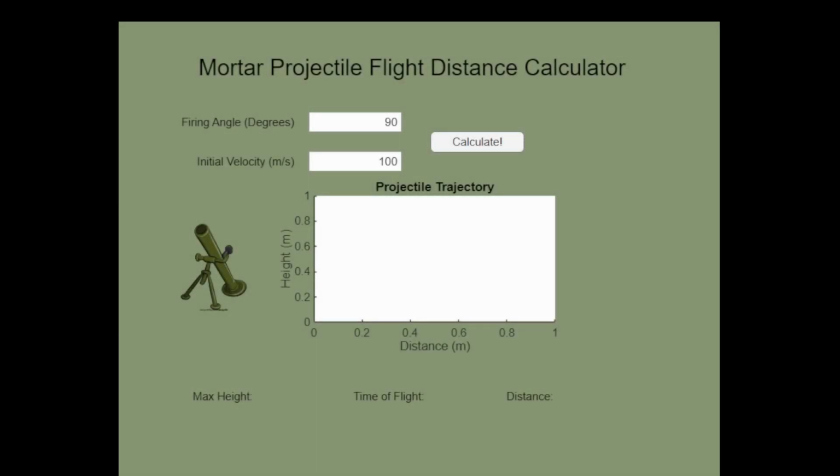Hello, my name is Nikolai Richter, and this is my final project for Engineering 204. It is a mortar projectile flight distance calculator built in MATLAB using App Designer.